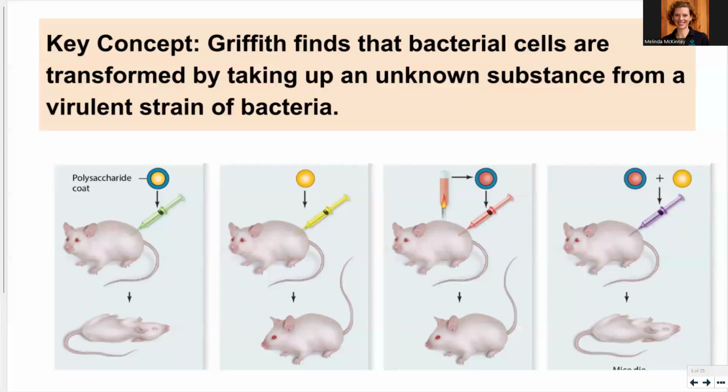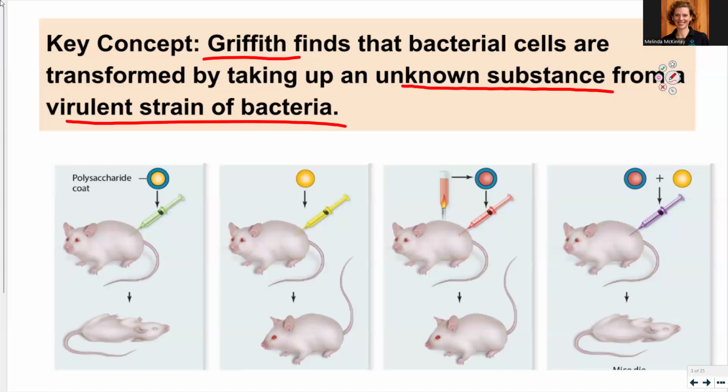Bio 181, Chapter 14, and we're going to look at DNA and how to make more DNA. So this video is on a couple of experiments. The first one is by Griffith, and this was really to identify this unknown substance that is going to transform bacteria from a strain that is not pathogenic, so not disease causing, into one that is disease causing.